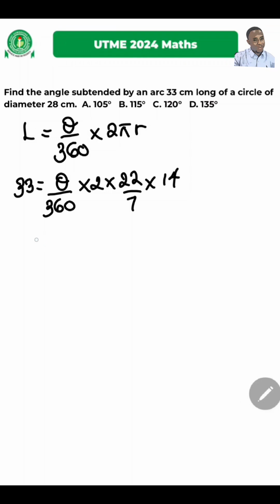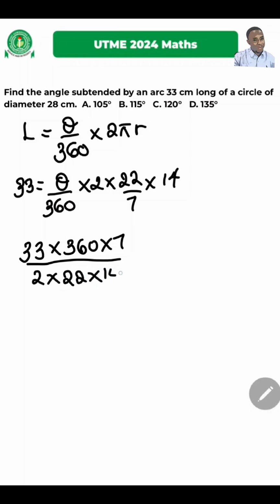So let's carefully collect like terms. 33 times 360 times 7 divided by 2 times 22 times 14. All of this will be equal to theta. So if you do your calculation carefully, theta will be equal to 135 degrees. That's option D.